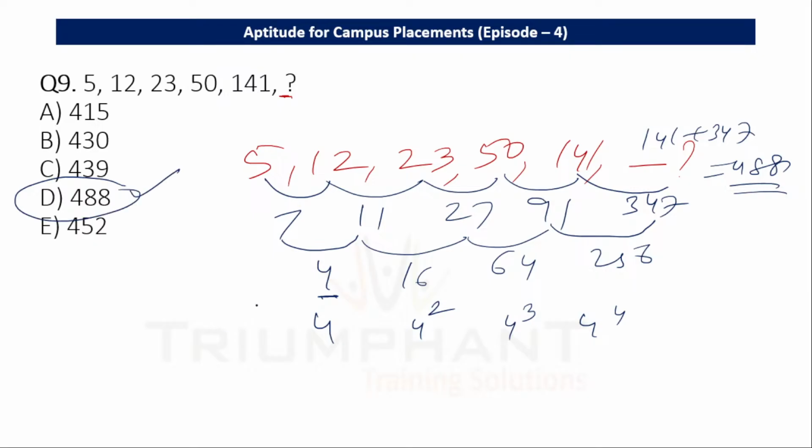So here the first differences are not in any pattern, but yes, the second differences are powers of 4. 4 power 1, 4 square, 4 cube, 4 power 4. So in that way, here it is 347, then 141 plus 347, 488. Option D. Yes, Ram Vishwanath Palli, Avinash Vamshi, you are right.